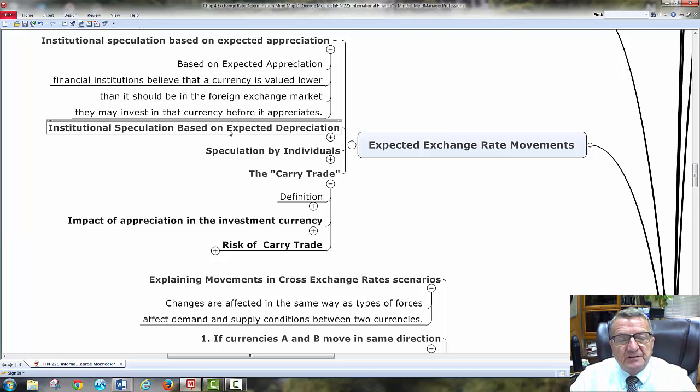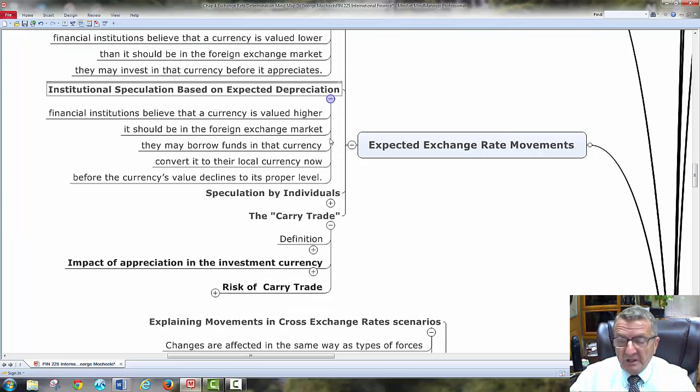Institutional speculation based on the expected depreciation. Same thing. I have all this copper and I see the copper going down. Either I sell it to somebody else, get rid of the inventory, or do I wait it out? Same thing with housing or anything else. But now I'm only looking at my currency.